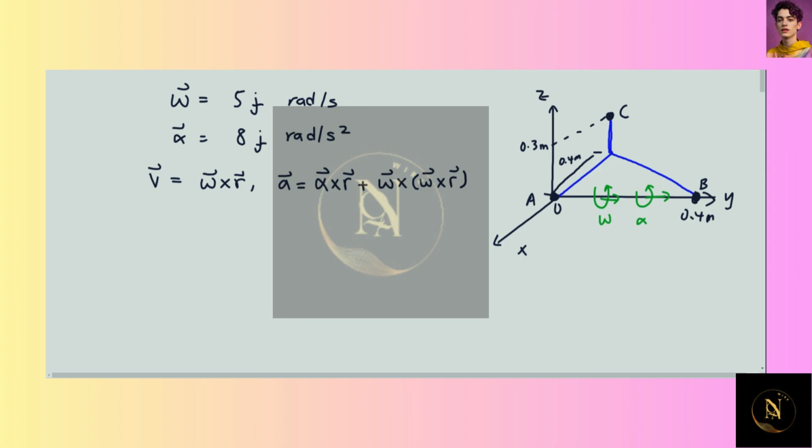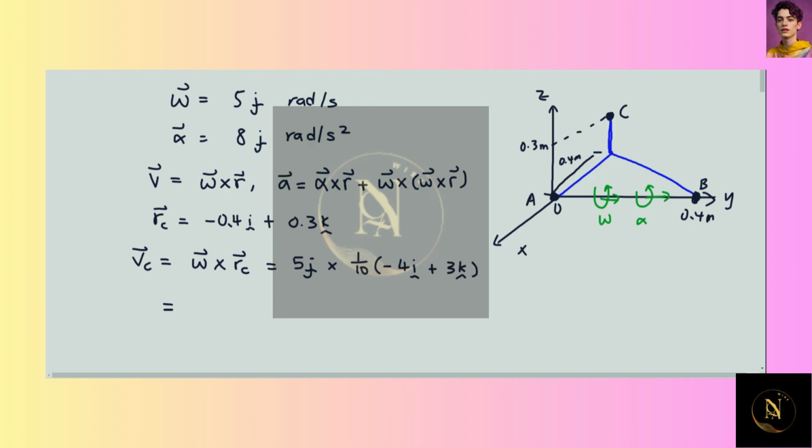For point C, we need the position vector for point C. So this is equal to minus 0.4 i plus 0.3 k. So vC is omega cross rC. So this is 5j cross minus 0.4i plus 0.3k.